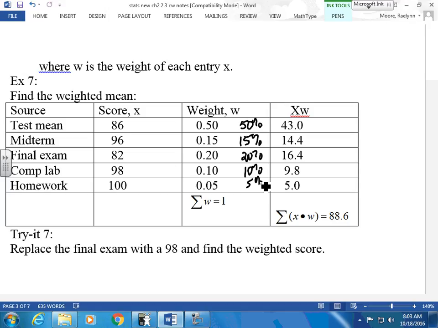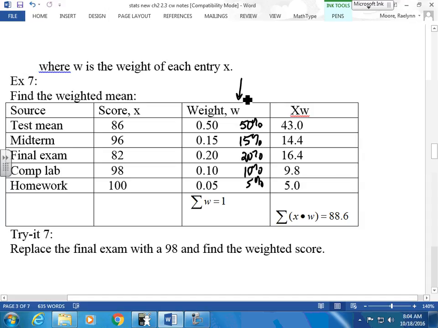Now when you get a grade for each section, all your test averages came out to 86. Your midterm was a 96. Your final was an 82. All your lab work, 98. You did all your homeworks, 100. They can't take this and add them together and divide by 5 because of this. One has a higher weight than the other.